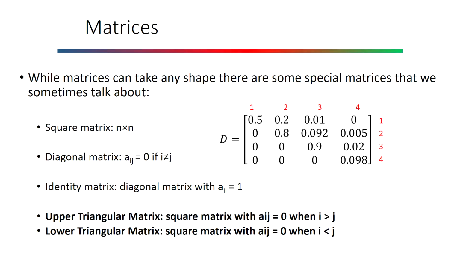This matrix suggests that an individual starting off at size class 1 has a 50% chance of staying in size class 1, a 20% chance of increasing to size class 2, and a 1% chance of skipping all the way to size class 3 over the course of a week. Similarly, an individual in size class 2 has an 80% chance of staying in class 2 by the end of the week, a 9.2% chance of growing to size class 3, and a 0.5% chance of growing all the way to size class 4 by the end of the week.